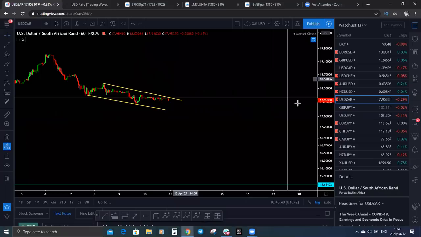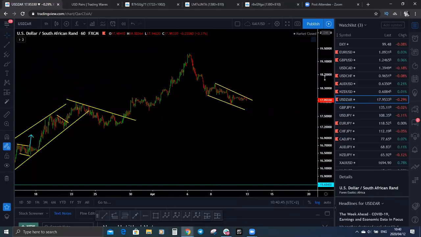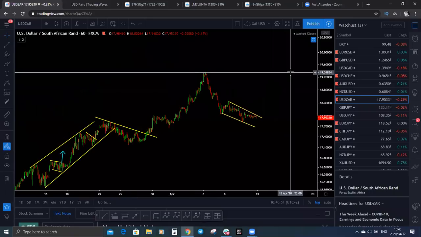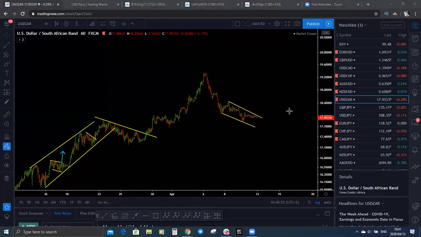Right, a bit of a relief there for South Africans. This has been at all-time highs, even went as high as 19.34. All right, so that is US dollar ZAR.